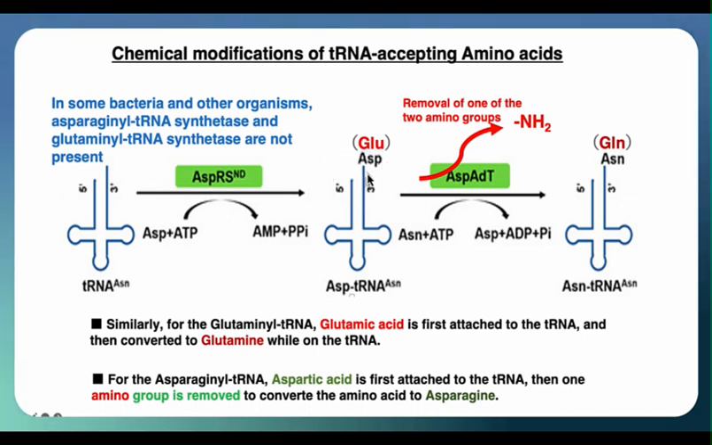Aspartic acid is converted to asparagine by removing one amino group from aspartic acid. This creates asparagine accepting asparagine transfer RNA. Similarly, some bacteria do not have glutamine ARS. In this case, after glutamate is added to glutamine transfer RNA, glutamine transfer RNA that has accepted glutamine can be generated by removing one amino group from glutamate.